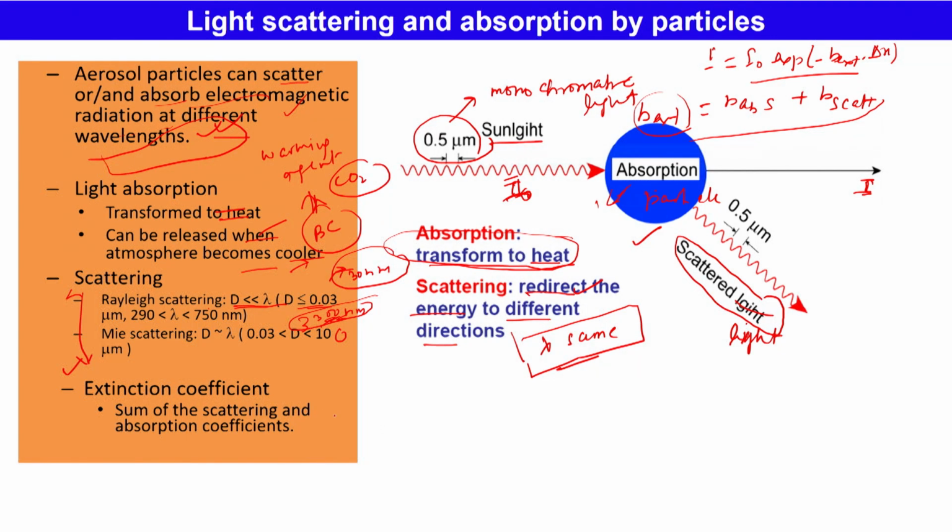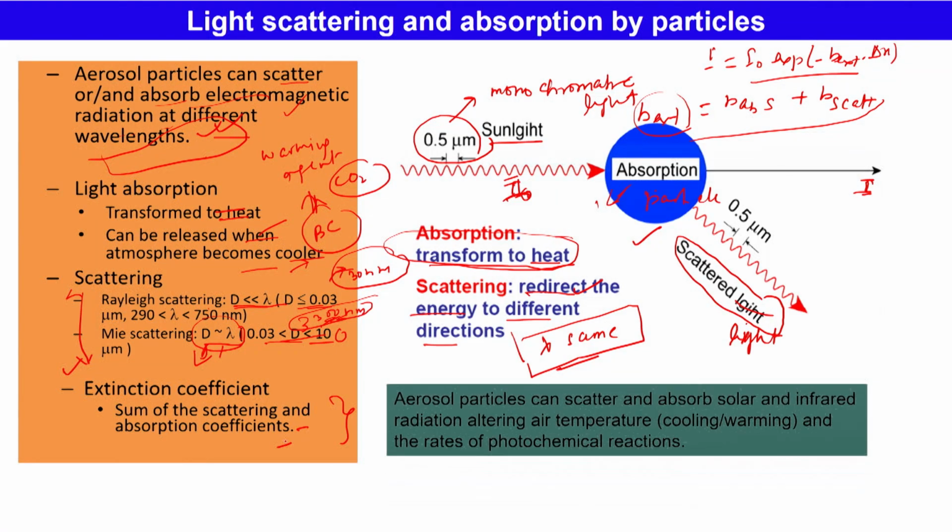in the atmosphere. And then Mie scattering becomes very important when the wavelength of the incident radiation is closer to the diameter of the particle. So, this is very important, and we have to consider this one. And we know that a diameter of the particles less than 0.03 micrometer will lead to Rayleigh scattering. So, the diameter has to be between 0.03 to less than 10 micrometer, and this will lead to the Mie scattering. And then extinction means the sum of the scattering and absorption coefficient. So, just remember these things.